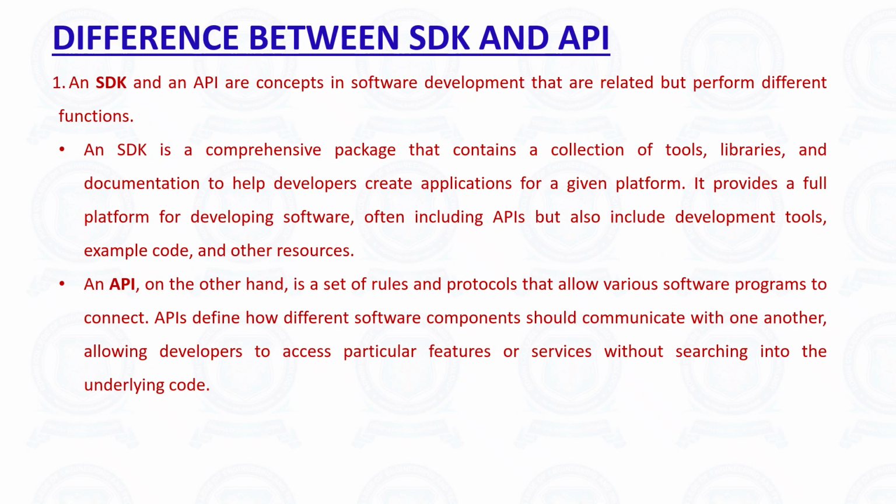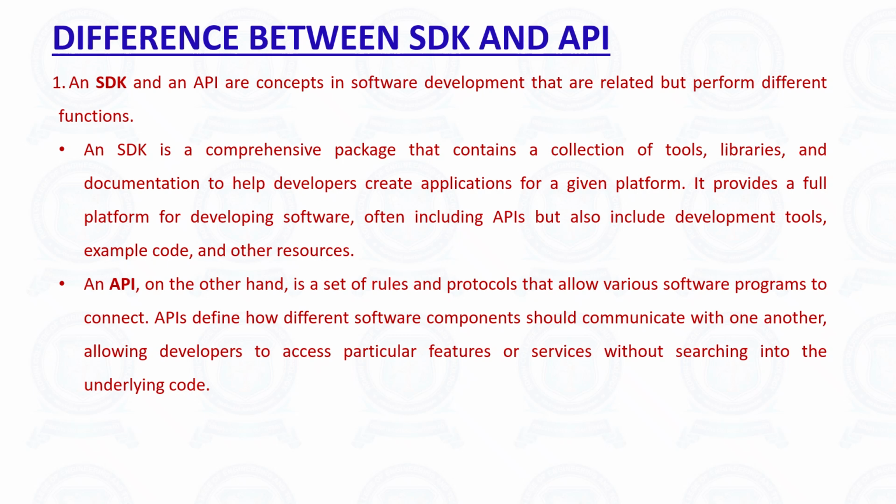Difference between SDK and APIs. An SDK and APIs are concepts in software development that are related but perform different functions. An SDK is a comprehensive package that contains a collection of tools, libraries, and documentation to help developers create applications for a given platform. It provides a full platform for developing software, often including APIs, but also including documentation, tools, example code, and other resources.